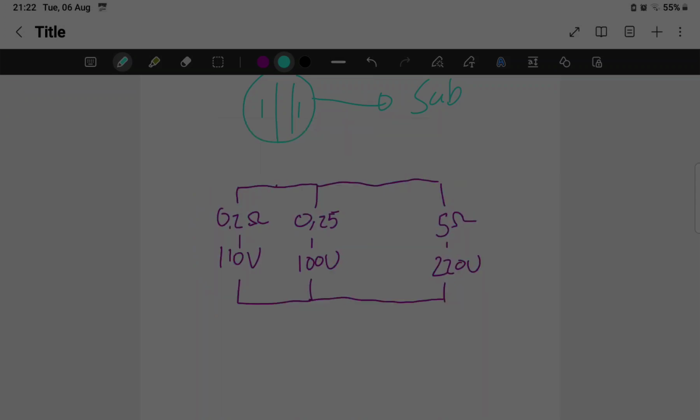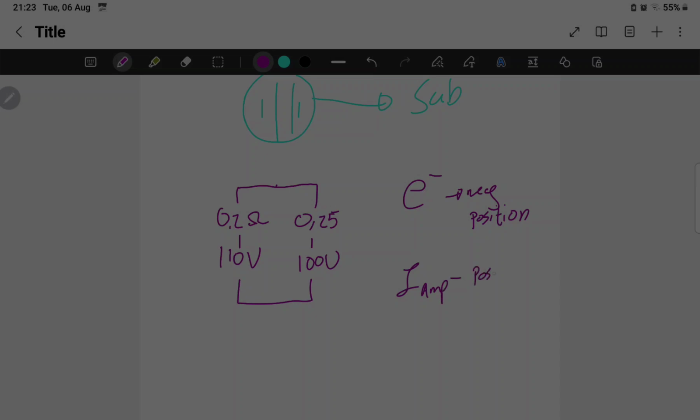What we're going to do now is create equation number 1. So let's remove this, and let's focus on the circuit. What you need to remember is that electrons move from negative to positive, and the current moves from positive to negative. So we are going to focus on this circuit.